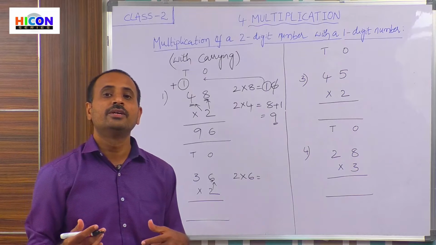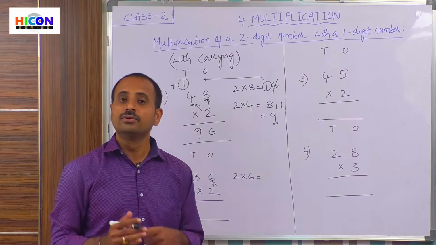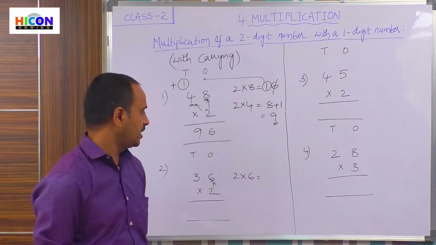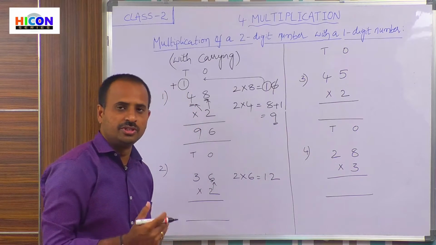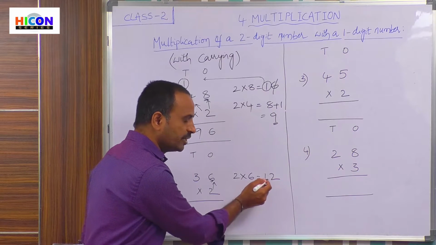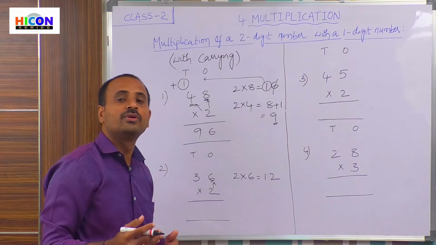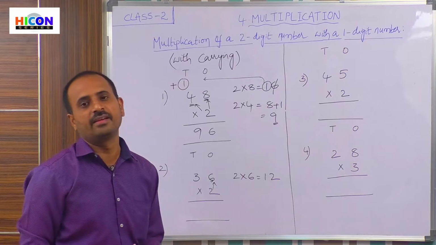So you should get table of 2 here. So 2 6 are, how much 2 6 are? 12. So 2 6 are 12. Here 12 is a 2-digit number. If the product is a 2-digit number, then what we have to do? We have to take carrying.